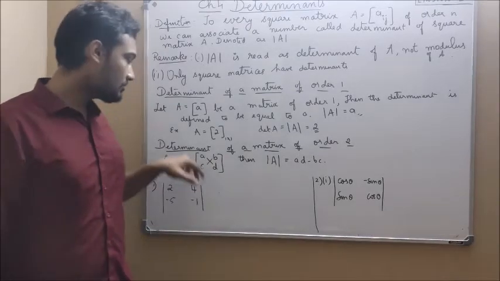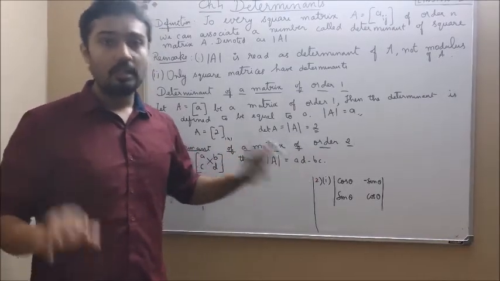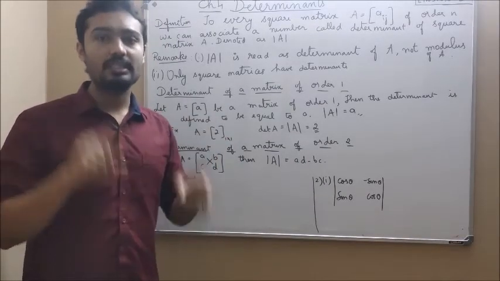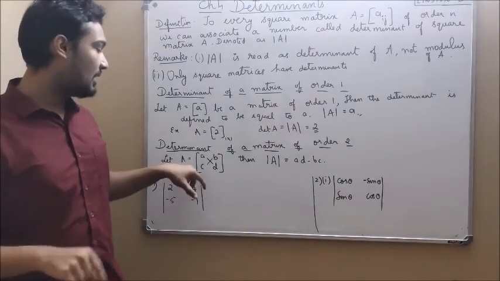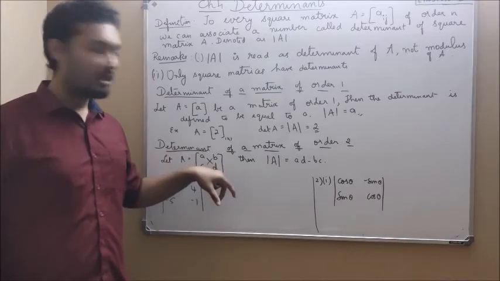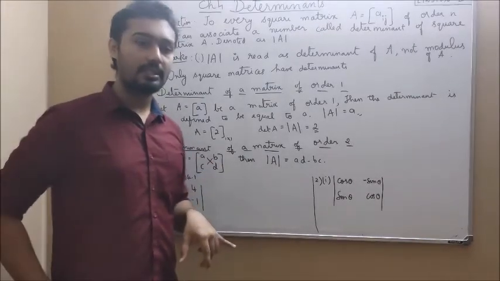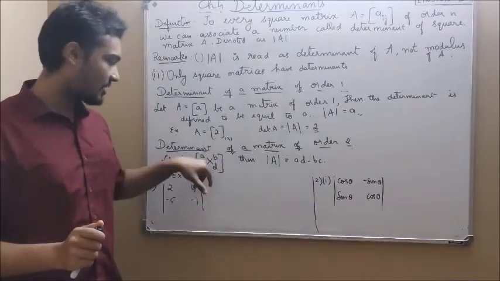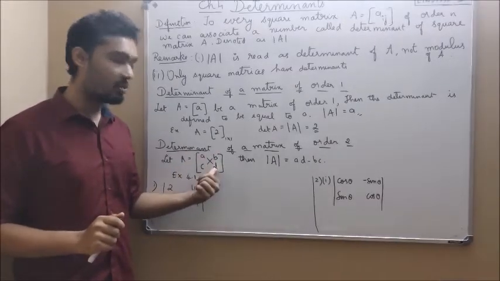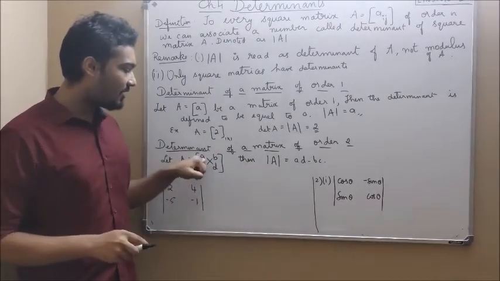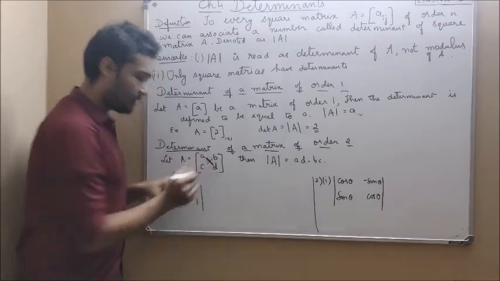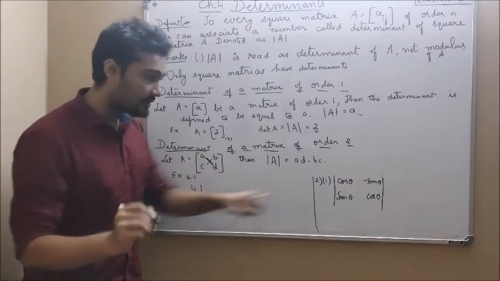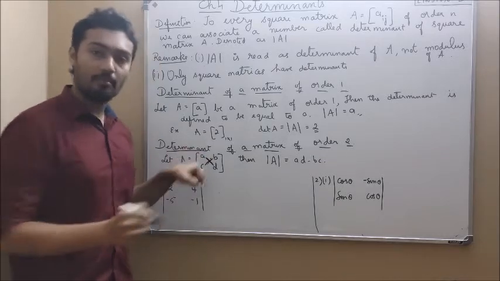Next we will go to the determinant of a matrix of order 2. It contains 2 rows and 2 columns. So let A be equal to [a, b; c, d]. How to find the determinant of the matrix? The determinant of A is, you multiply the diagonal, a into d, minus, you multiply the other diagonal, b into c.